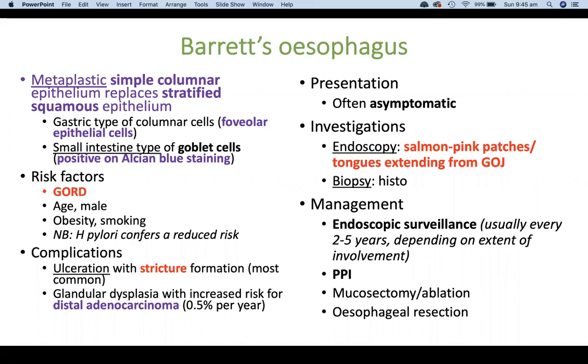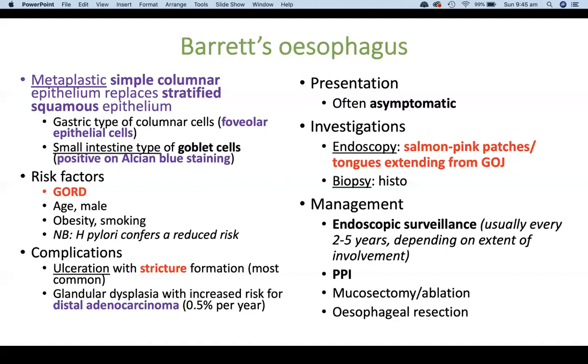The most common complication from Barrett's and reflux esophagitis is a stricture. But the most concerning one is that it can cause adenocarcinoma. Adenocarcinoma is derived from glandular tissue, and in your esophagus you don't normally have glandular tissue. So the only way you're going to get adenocarcinoma is if you get Barrett's esophagus. A lot of the time they're asymptomatic. In terms of management, because of the malignant potential, you want to do endoscopy surveillance and give them a PPI. So that's the main stuff for Barrett's.